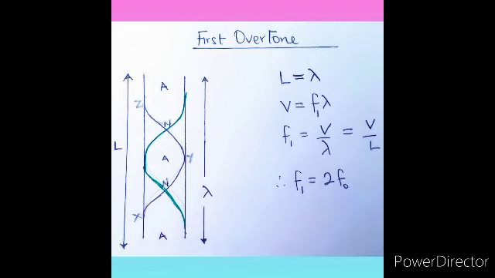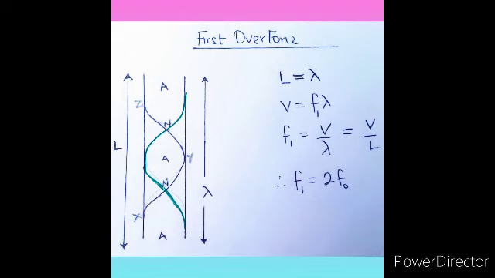From X to N is equivalent to a quarter of a wavelength. From N to Y is equivalent to a quarter of a wavelength. From Y to N is also equivalent to a quarter. And from N to Z is equivalent to a quarter. So if we add up quarter plus quarter plus quarter plus quarter, that gives us 4 quarters, which is equivalent to 1 wavelength. So the length is equivalent to a wavelength.